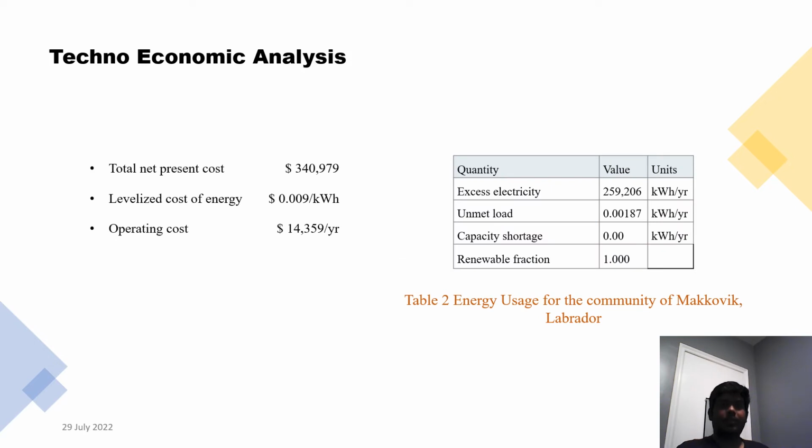On analysis of the techno-economic data obtained for the hybrid energy system, we get that the total net present cost of the entire hybrid system is around $341,000, and the levelized cost of energy for the entire hybrid system is around $0.09 per kilowatt hour. The operating cost of the entire system is around $14,359 per year.